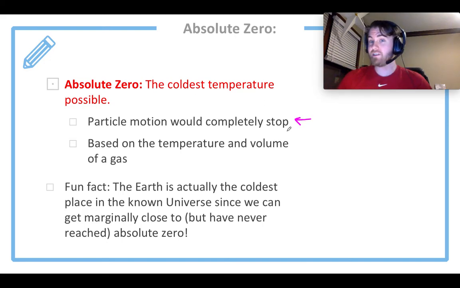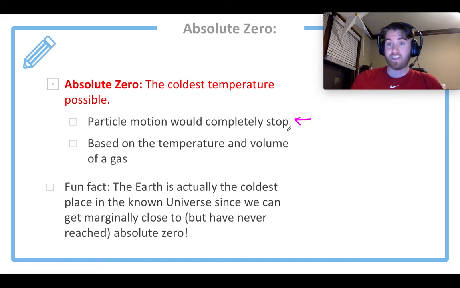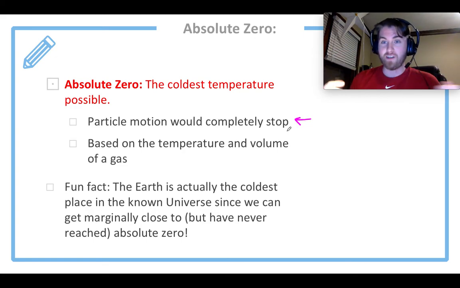Now, here's a fun fact. Number one, the coldest place in the entire universe that we know of is here on Earth, because using some really cool technology, we can get marginally close to absolute zero. But obviously, we have never hit absolute zero. And I say obviously because you're like, Mr. Tate, why can't we? Think of time as an atomic clock. An atomic clock is cesium atoms that vibrate, and the number of vibrations is what we represent as time.